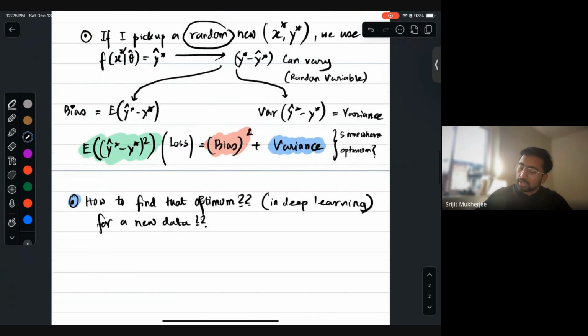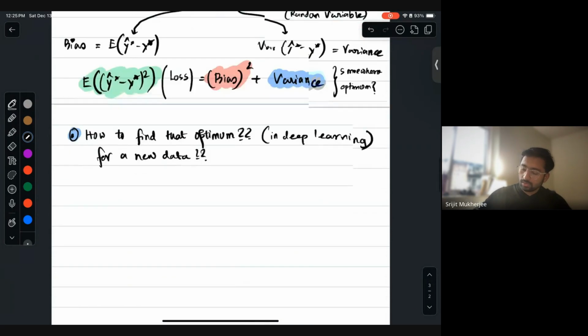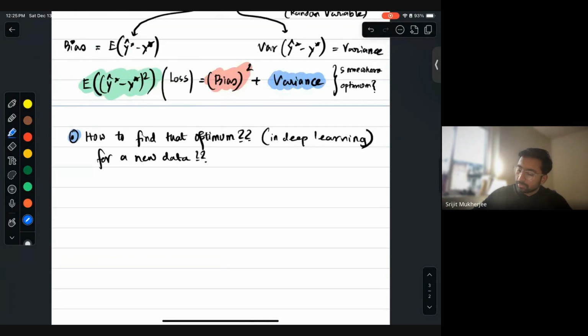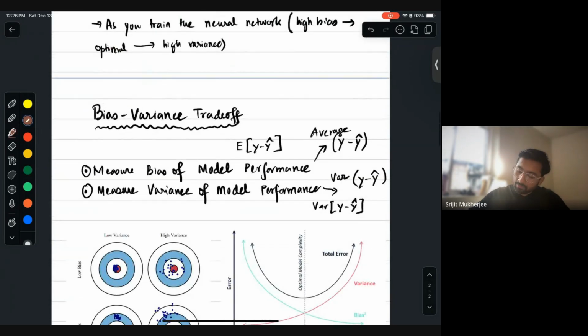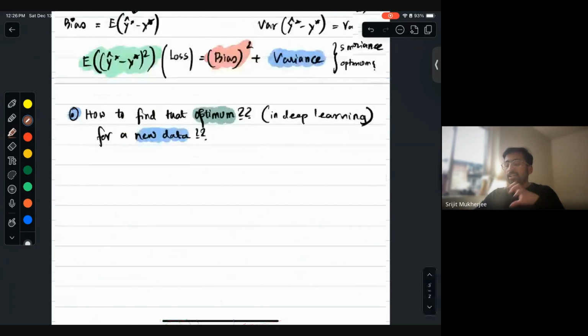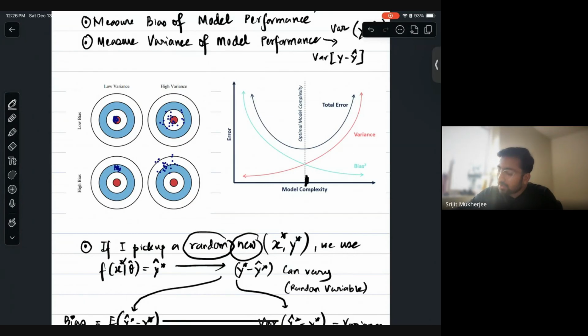So two core ideas. We take a random new data, and how to find the optimum. This is very, very important to understand. So you want to find the optimum spot, the model complexity. Why are we calling it model complexity?